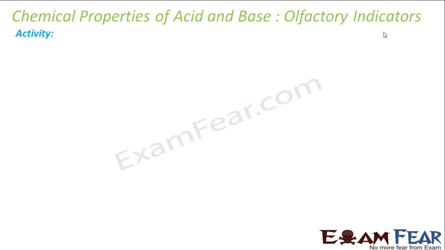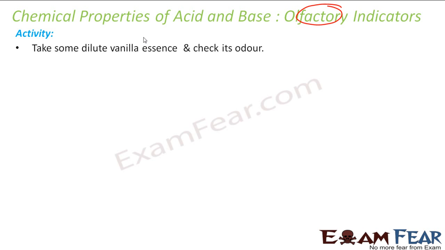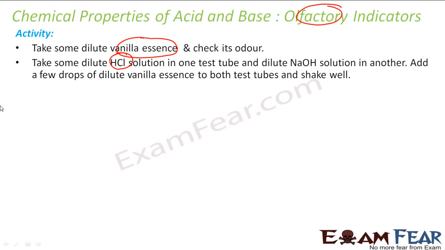We'll do one more activity based on the olfactory indicators. This time we will take vanilla essence. For vanilla essence also we know that the smell goes off in the base and the smell is still intact in acid. So we'll take some dilute vanilla essence and we'll check the smell of this. We'll smell it, right? Now we'll take some acid, maybe HCl, and we'll take 2 test tubes. So one is HCl and one is NaOH, right? In one test tube, in this HCl one we'll put the vanilla also. Here also we'll put the vanilla, right?